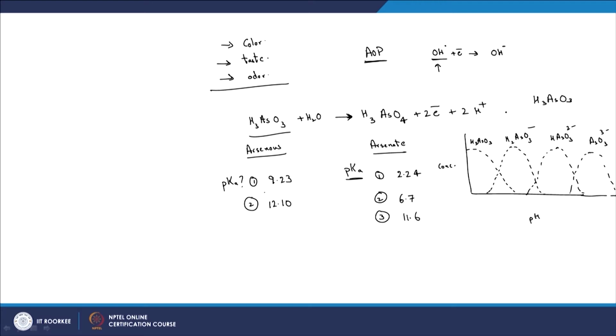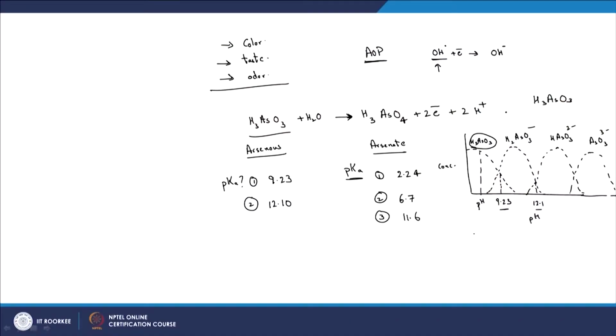Again, keep in mind that we are writing it down for this particular form H3AsO3 now. But the information we have is pK1 is 9.23, and pK2 is 12.1, and pK3 is obviously going to be higher than 12.1, I think 14 or so, right? So what does this tell you now? At neutral pH, around pH 7, and all the acidic region and even a considerable basic region, what do you see now? That it's present as H3AsO3, right?